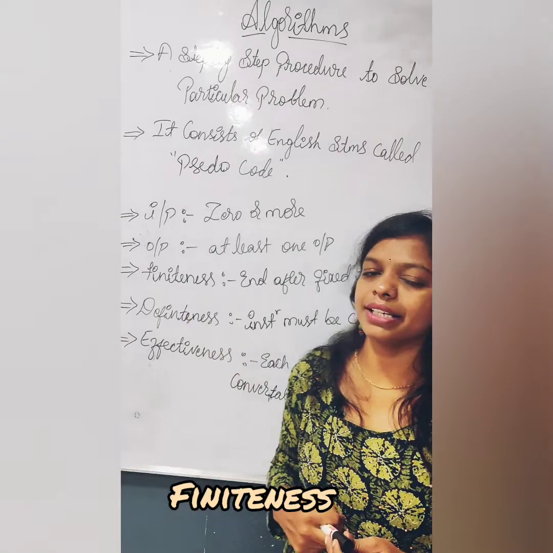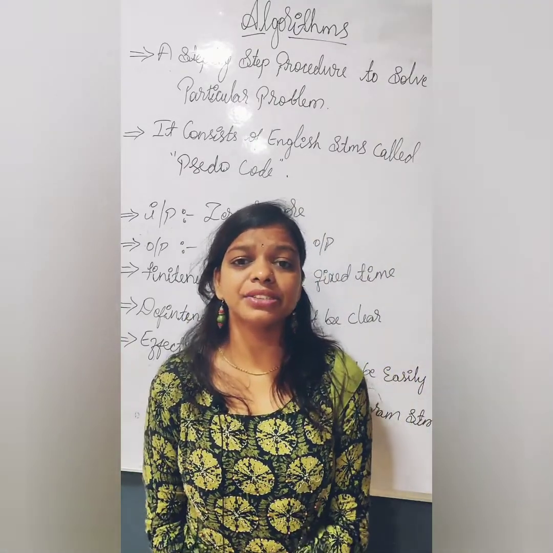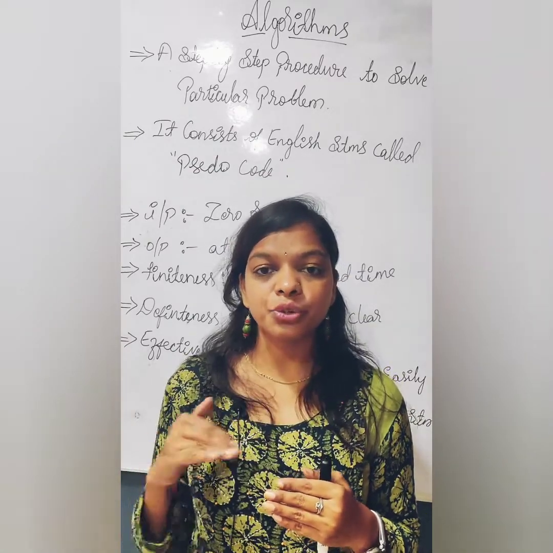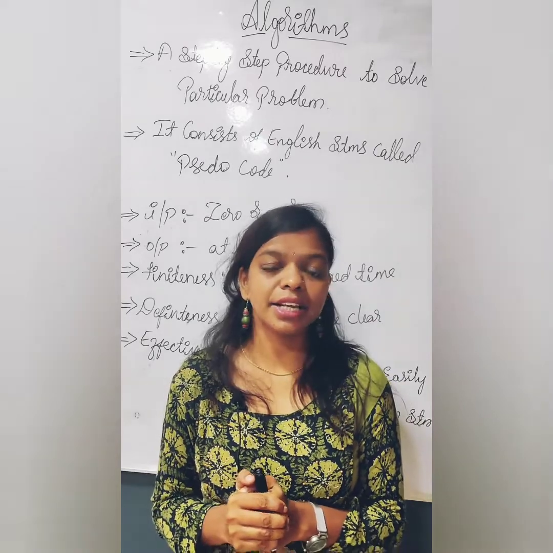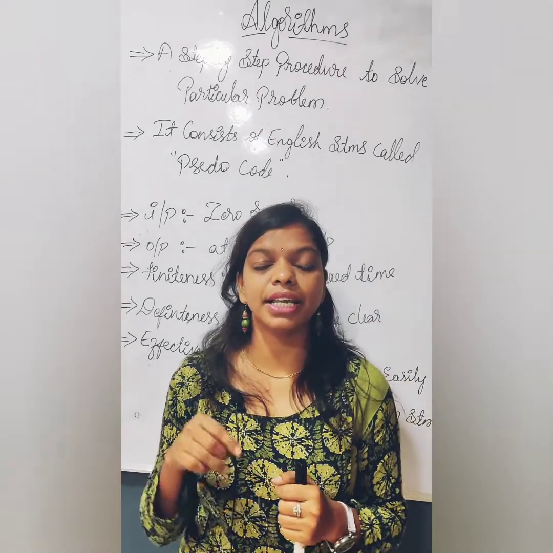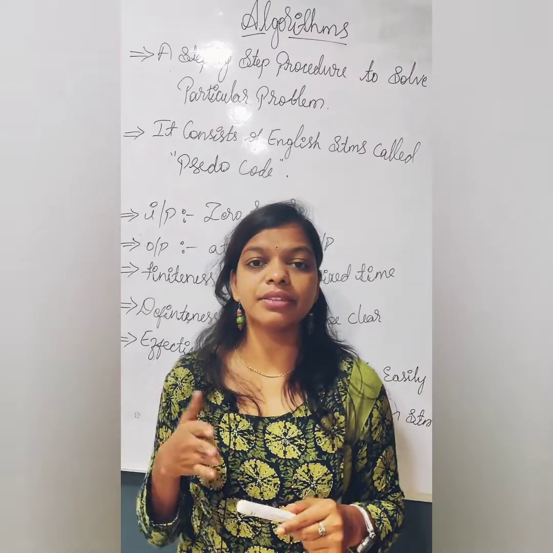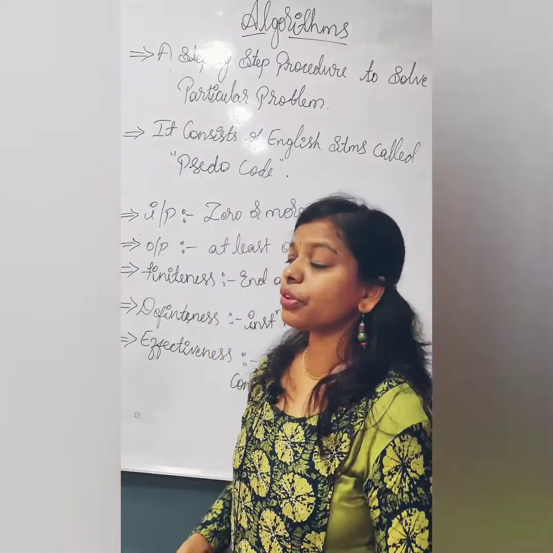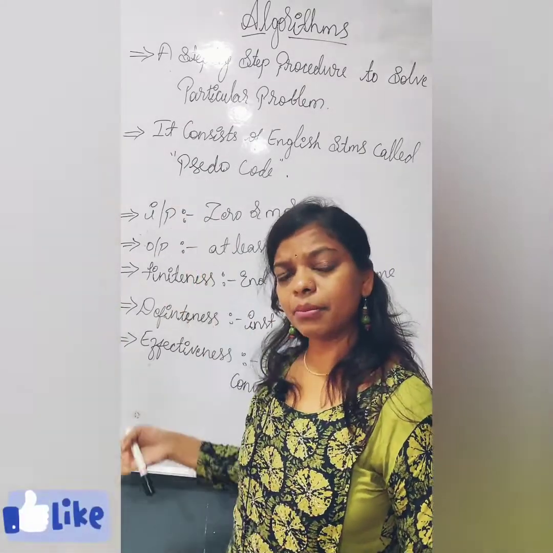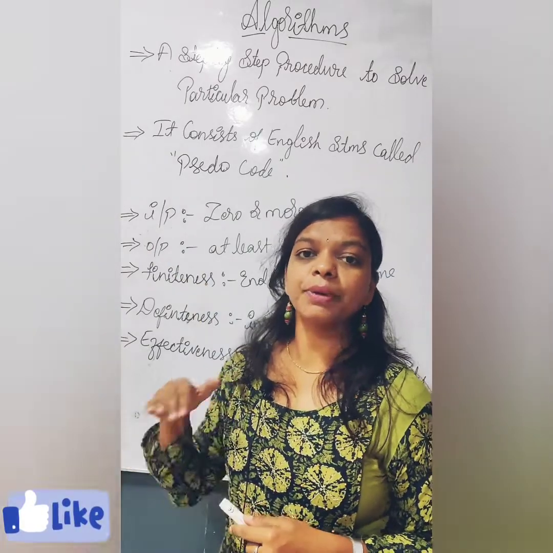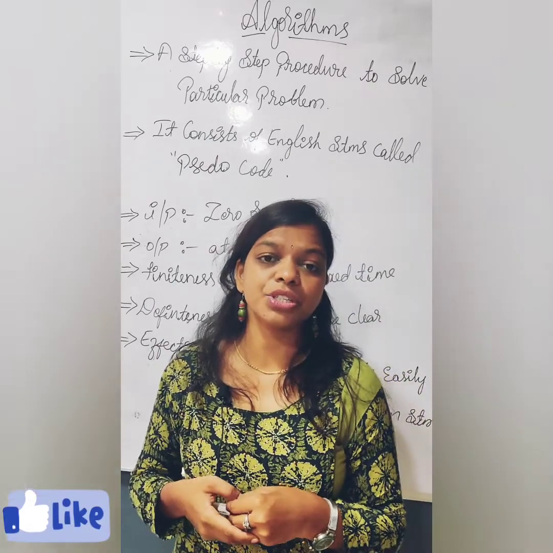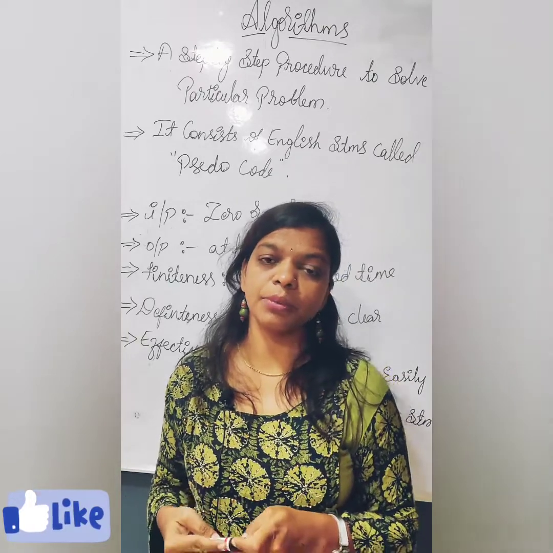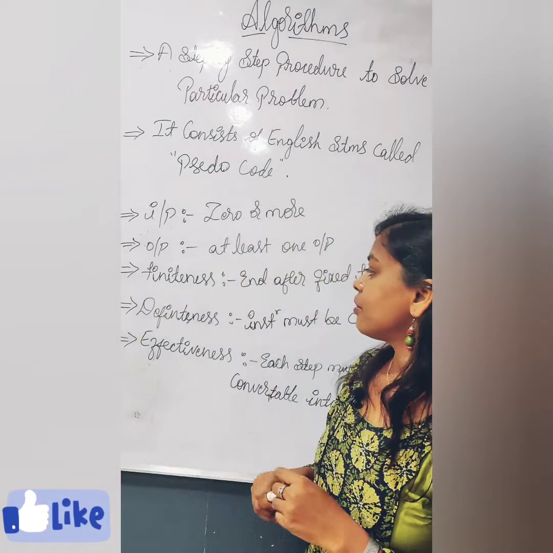Next comes finiteness. What is meant by finiteness? Finiteness is nothing but, let it be any number of statements, but there should be an end for the statements. There cannot be continuous looping. There should not be infinity, where there is no end. After any number of steps, let the program have any number of steps, but at last there should be a finite step which shows us that it is the end of the program or the end of the algorithm. It must and should be written. That is called finiteness.